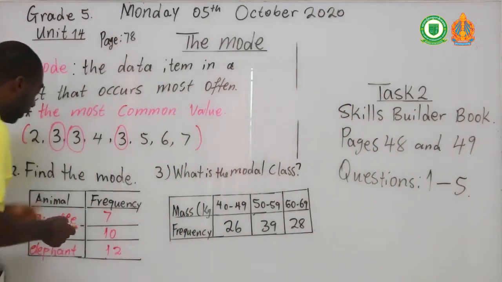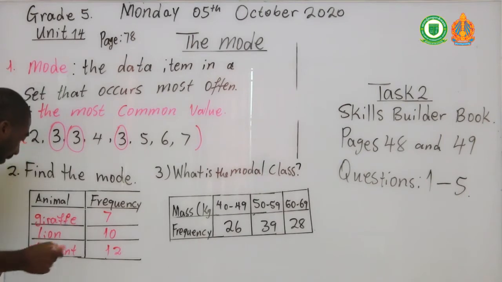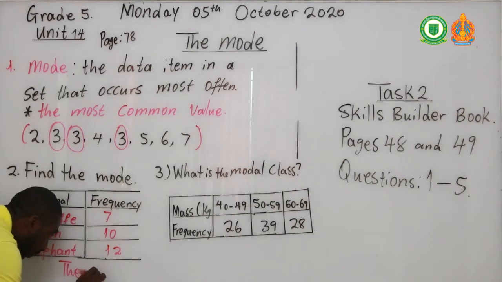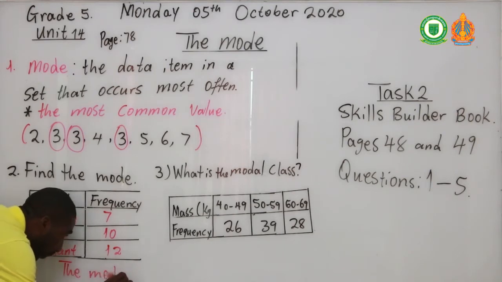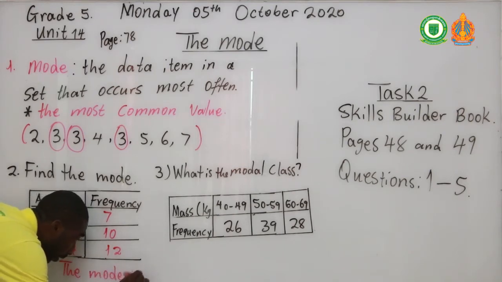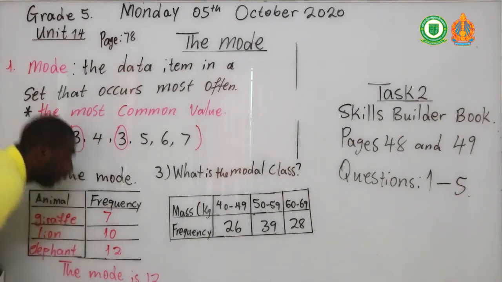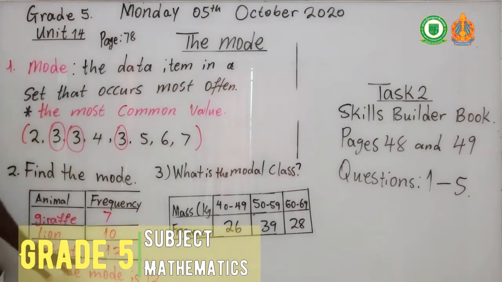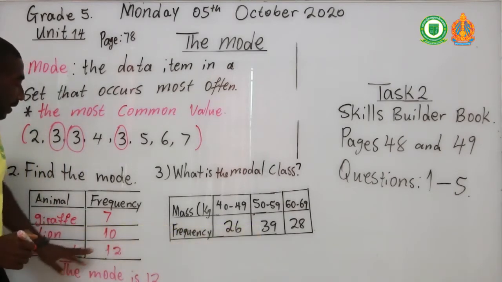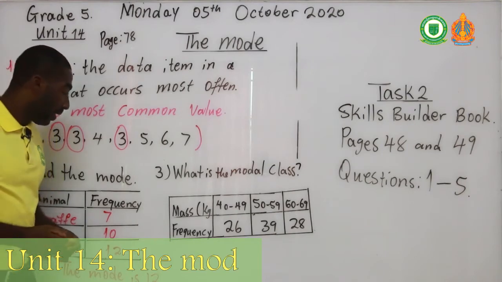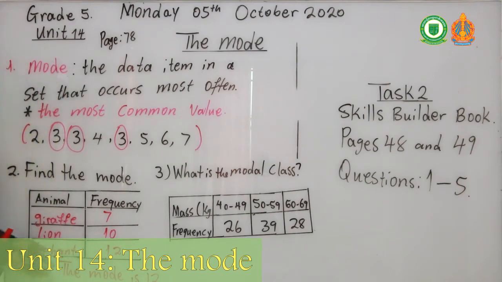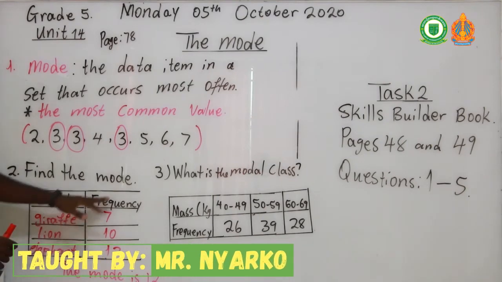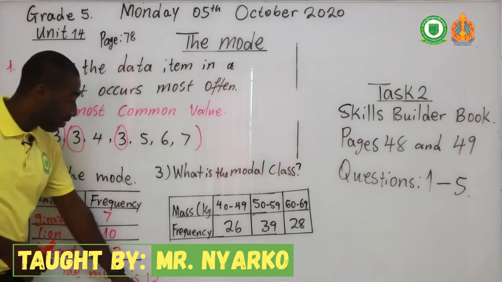So your mode, it says find the mode. So we say the mode is 12 because we have a lot of elephants appearing in this particular category. Okay, we didn't say the mode is elephant, okay? So you say that it is 12.